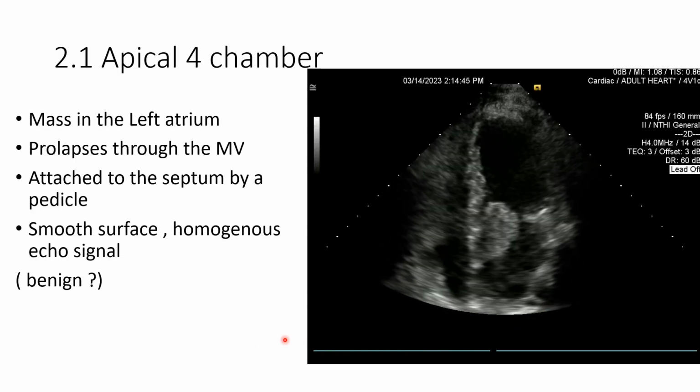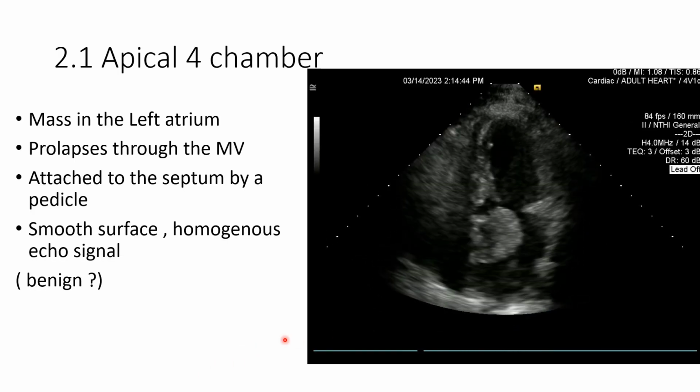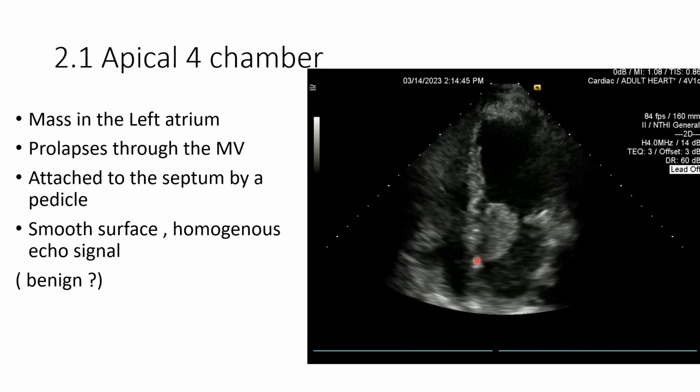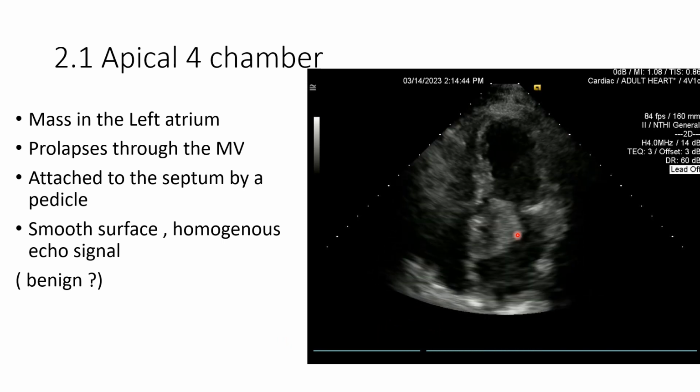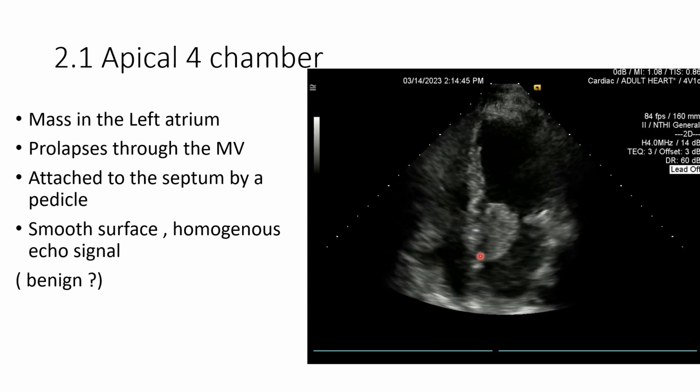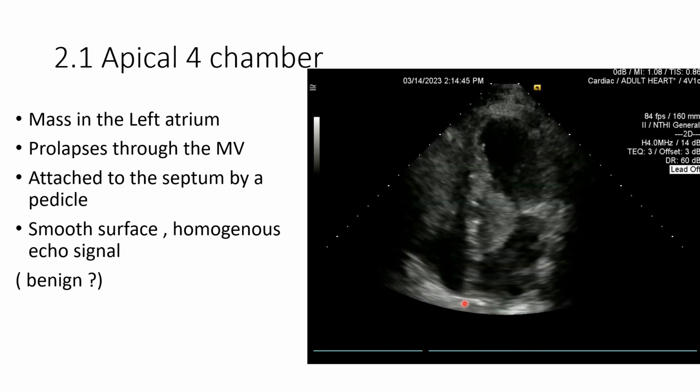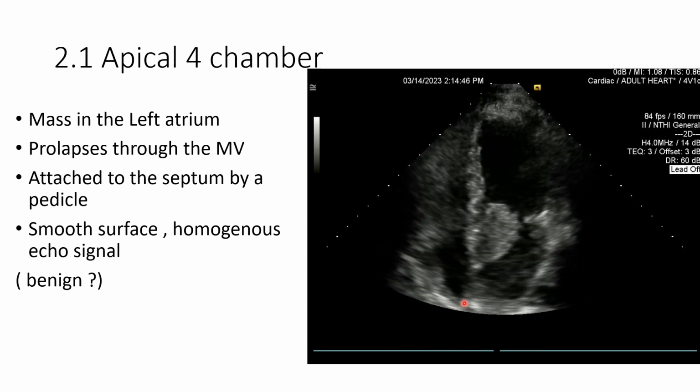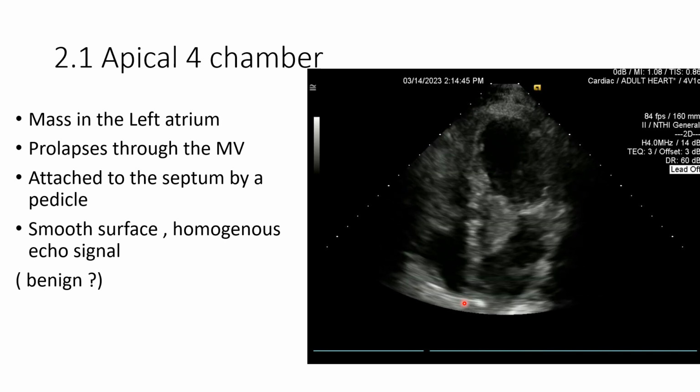So we shifted to the apical 4 chamber. The apical 4 chamber showed that the mass is attached to the interatrial septum, which is typical for left atrial myxoma.